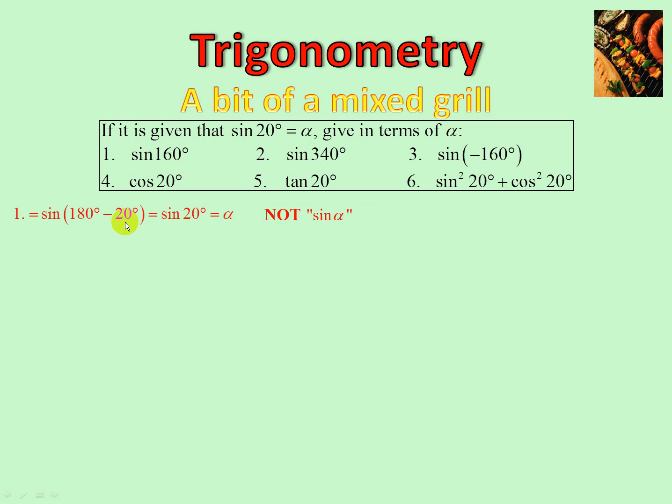180 minus, sine of 180 minus 20, which is sine of 20. And sine of 20 equals alpha. There we are. So many people write sine of alpha and get it wrong. Notice sine of 20 equals alpha, therefore alpha. Let's reduce the next one.